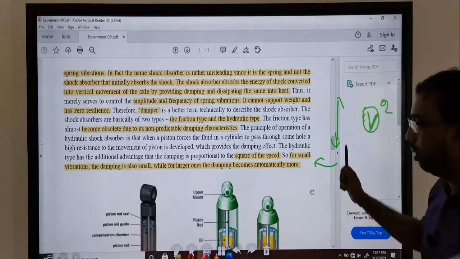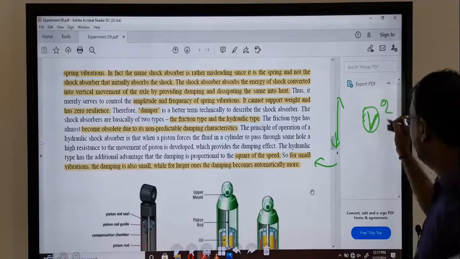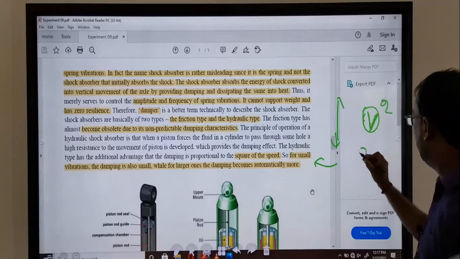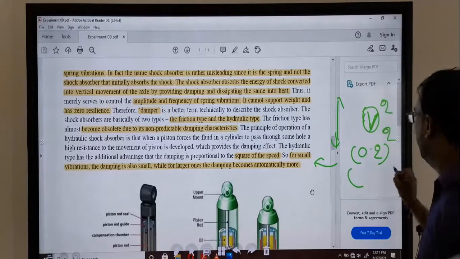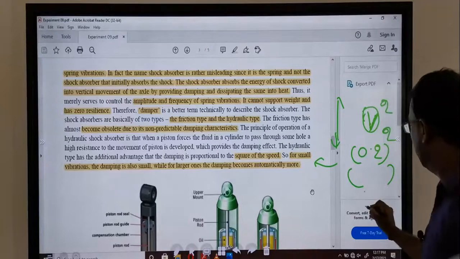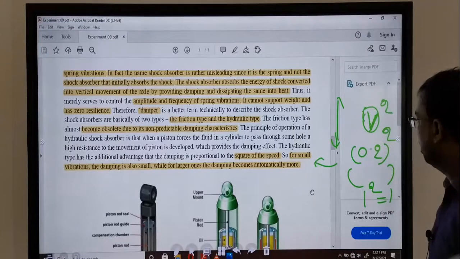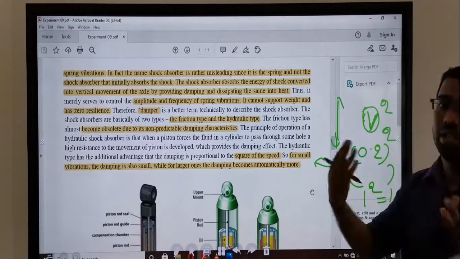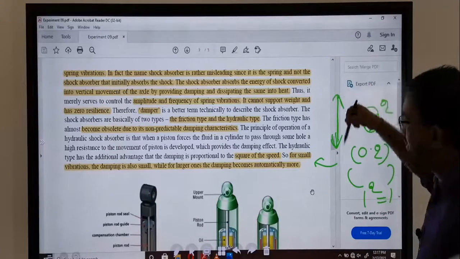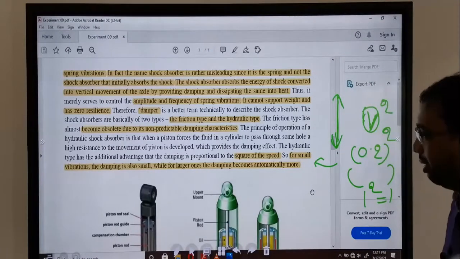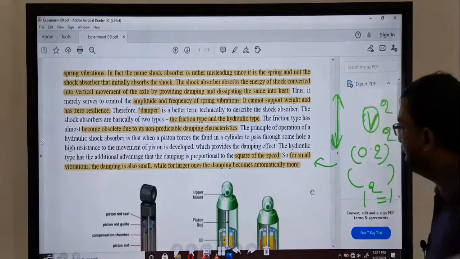For small vibration, the damping is too small. For example, V squared: if we give 0.2, it comes to a very small value, or 1 squared, we get 1. The small value goes to a very small result. That means the damping is very small. Damping is small for small vibration, while for larger ones, damping becomes automatically more.